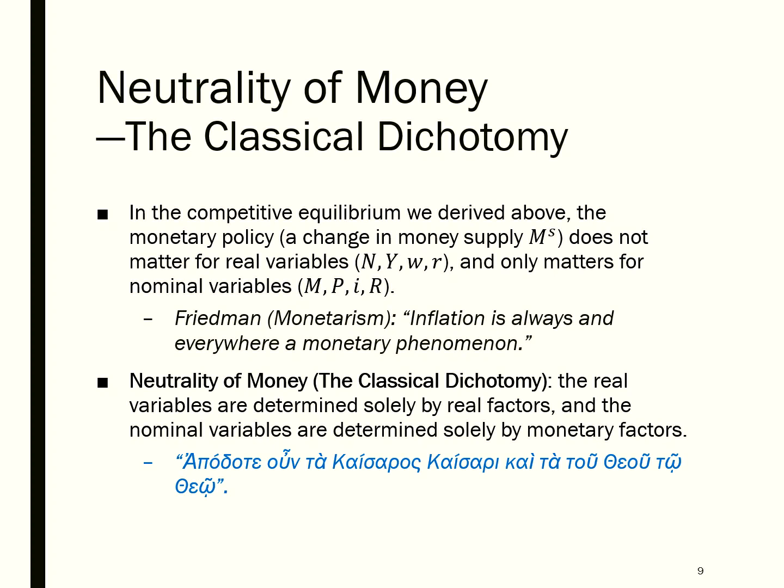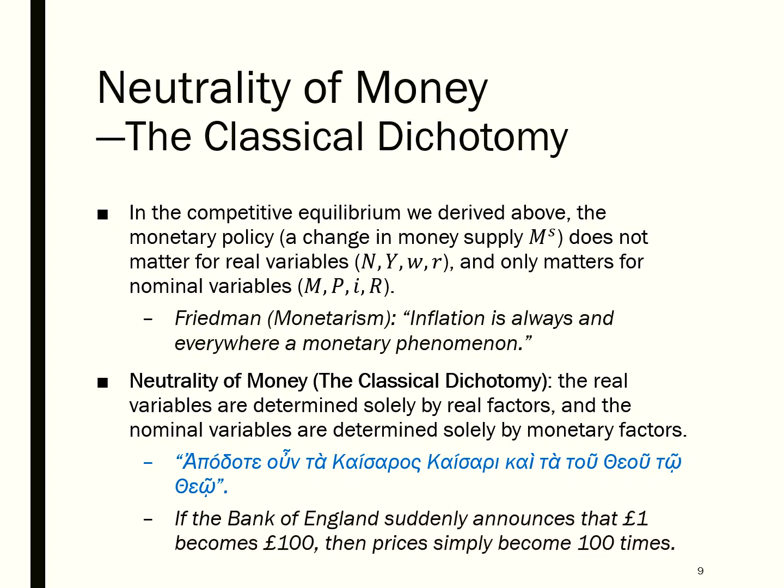If you are Greek, you will know what this means. It means leave the things of Caesar to Caesar and leave the things of God to God. And this is similar to our classical dichotomy, right? The monetary side is only to do with monetary policy, and the real side of the economy is only related to the real side of the economy. And they do not interact at all.